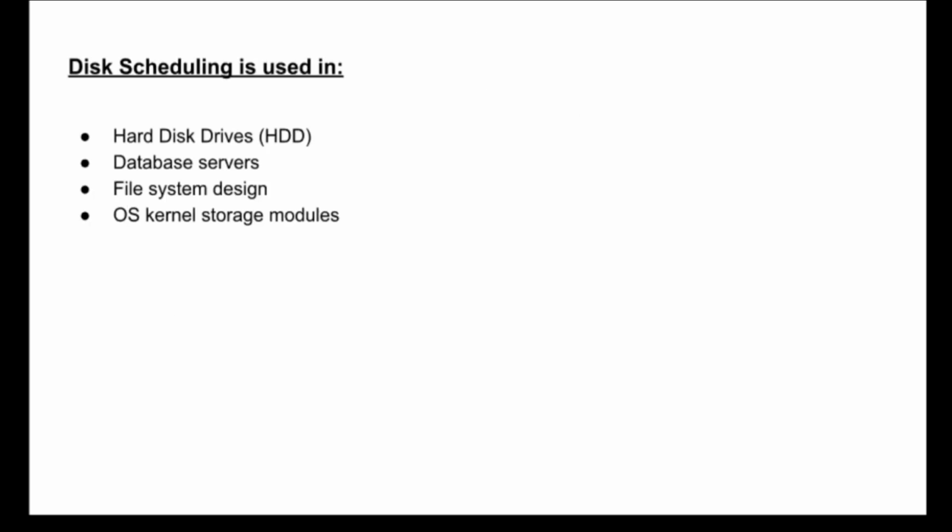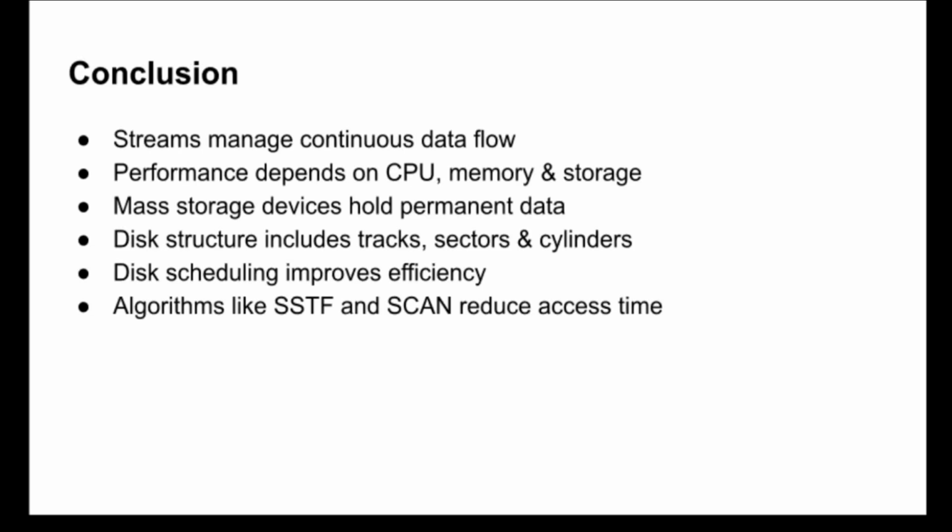So disk scheduling is used in hard disk drives, database servers, file system design, and OS kernel storage modules. So let's conclude. Here we understood that streams provide a modular way to handle input or output in Unix. System performance explains how efficiently the OS works. Then mass storage structure describes how permanent data is stored, long-term data for non-volatile storage. And disk scheduling algorithms help in improving disk speed by reducing seek time. So all these together help the OS to run smoothly and efficiently.